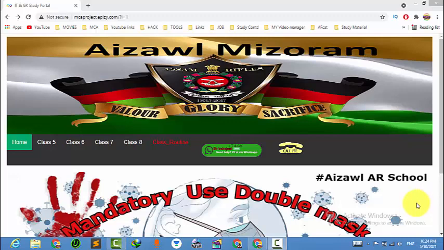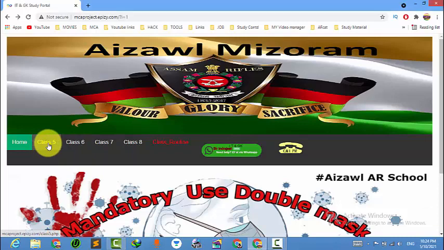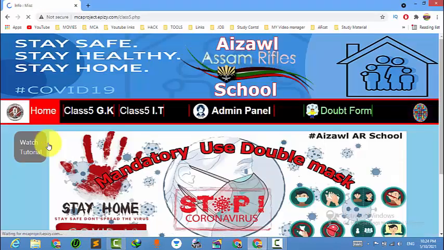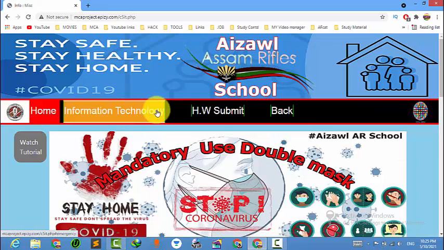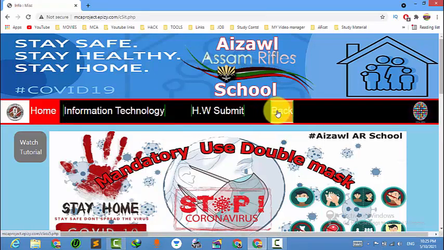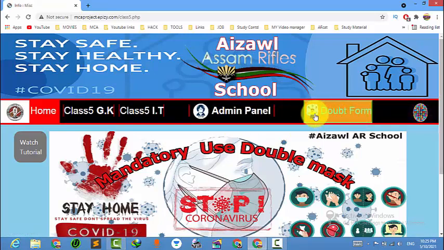In order to continue our class, we have to download the PDF again. So we need to go to the portal and go to class 5. Then we have to select class 8, right? Because we're going to take class 5 IT, right? So that means class 5 IT, then information technology.